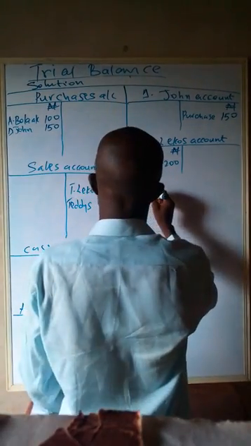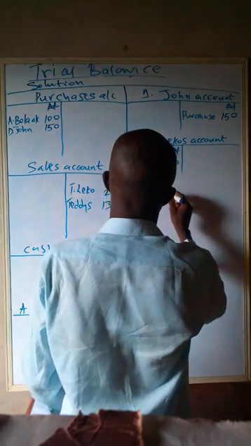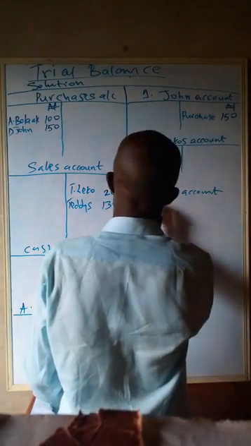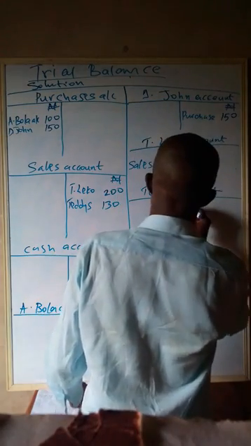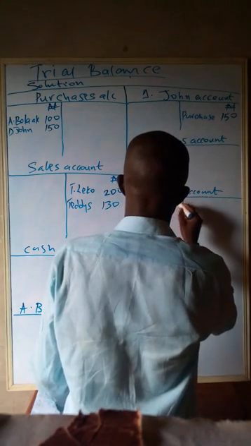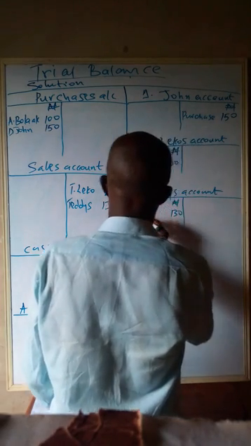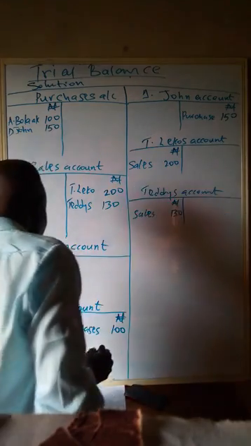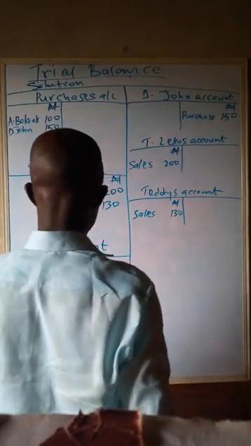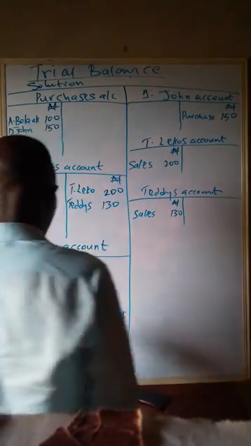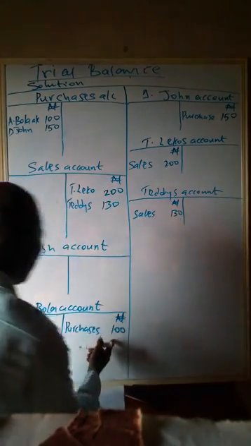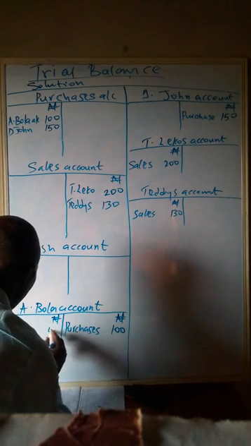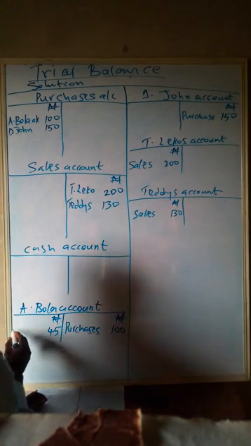Then I open Teddy's account. How much is that? 130, and that is from sales account. Then returned goods, 45 naira to Ebola. We bought from Ebola, we now return. We bought 100 naira from him and returned 45 naira, and that is returned outward account.